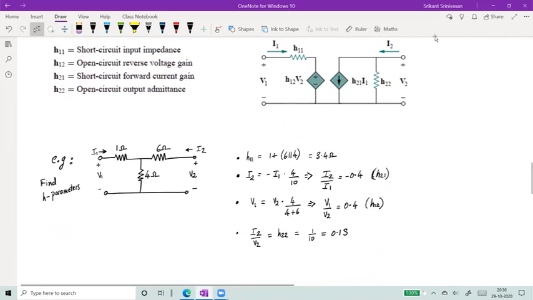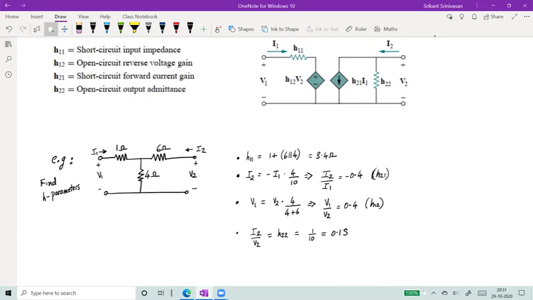Let's solve one example problem, a very trivial example. Find the H parameters of this circuit, which is a T network having 1 ohm, 6 ohms and 4 ohms. I have the voltage V1 at the input side, V2 at the output side, I1 flowing in at the input, and I2 flowing in at port 2.